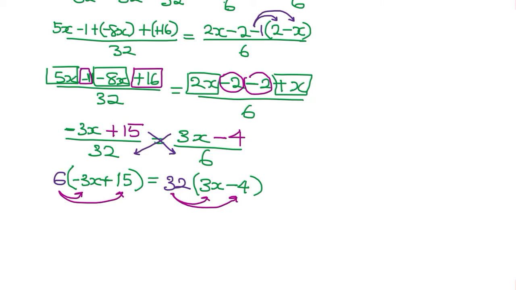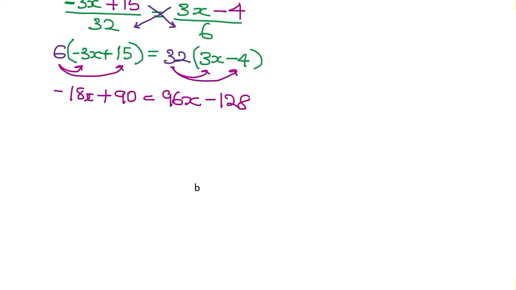So once we have that, we're going to have 6 times negative 3x, which gives us negative 18x, plus 6 times 15 gives us positive 90, and the next one is 32 times 3x gives us 96x, and 32 times negative 4 gives us negative 128. So now we have this particular expression.